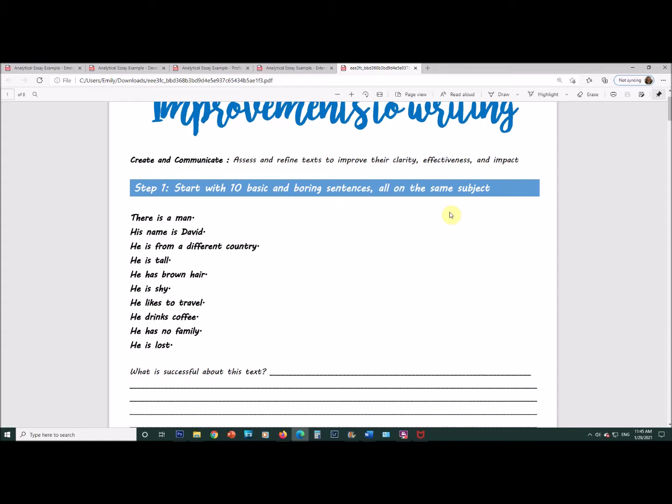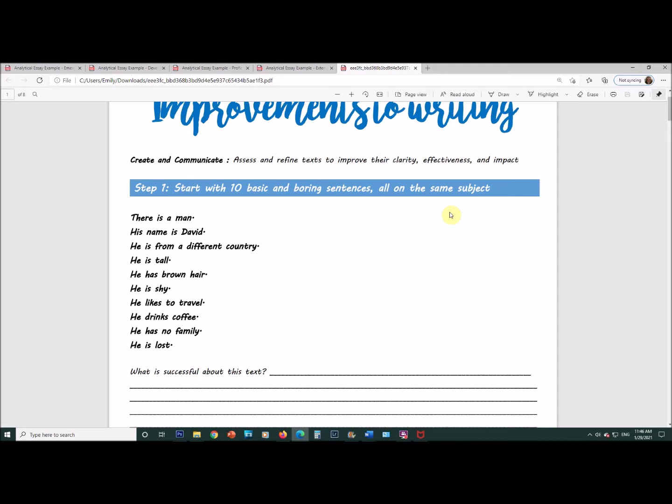So what I did is I started with the story. I've got 10 basic sentences about this one guy named David. Throughout my story, I'm going to make intentional and targeted changes that hopefully improve it. So here are my 10 basic and boring sentences, all on the same subject. There is a man. His name is David. He is from a different country. He is tall. He has brown hair. He is shy. He likes to travel. He drinks coffee. He has no family.